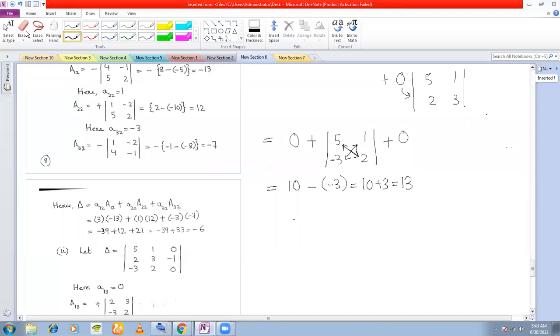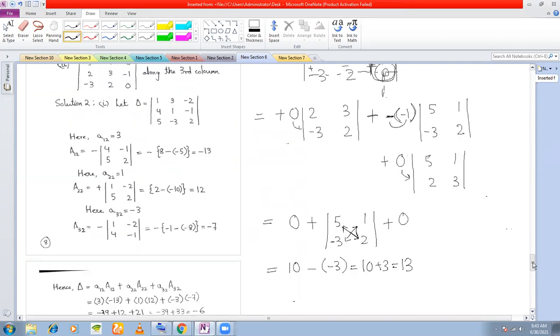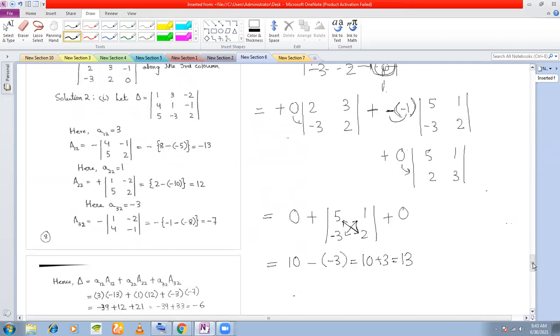So when we multiply 5 into 2, then we will get a minus sign, right? Minus of minus 3, because we are multiplying these two. Minus 3 into 1 will give you minus 3, and you give a minus sign here, right? Isn't it? So that is it.